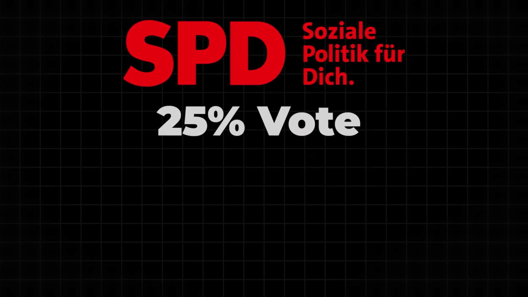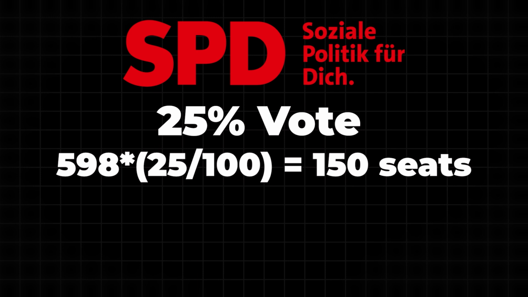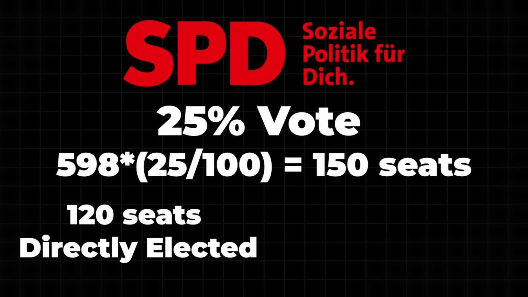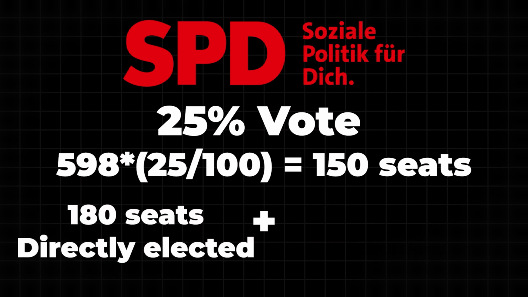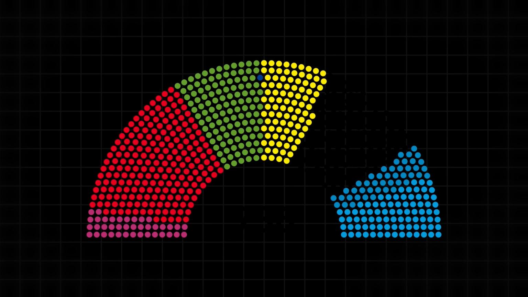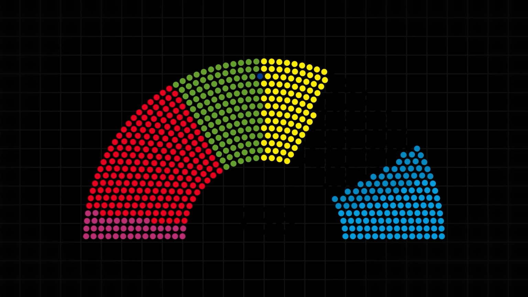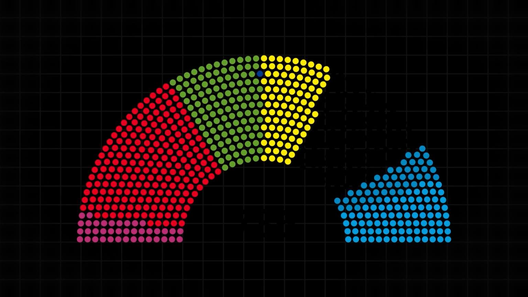The overhang and expansion of seats. Let's say the SPD gets 25% of the vote. That should mean around 150 seats in the Bundestag. If the SPD wins 120 directly elected seats, they receive 30 additional seats from their party list to reach 150. But what happens if a party wins more direct seats than their vote share allows? That's called an overhang. To maintain proportionality, additional seats are allocated to other parties, increasing the total number of seats.